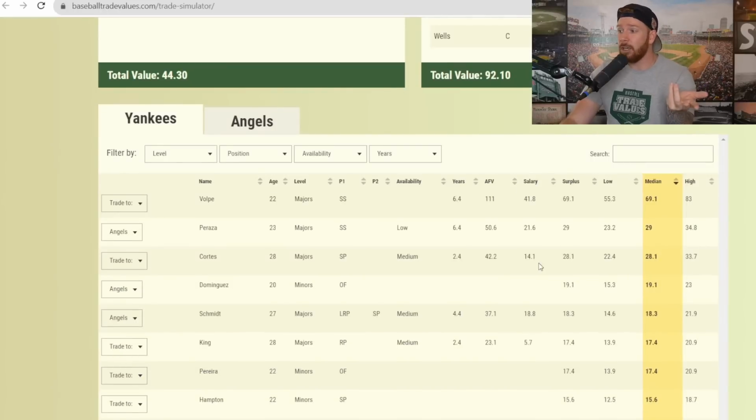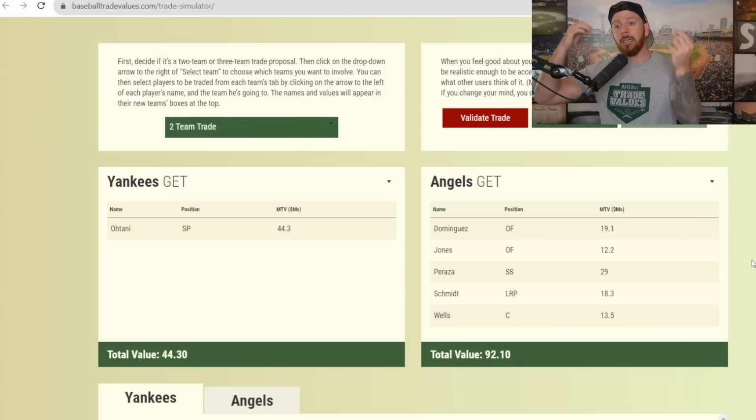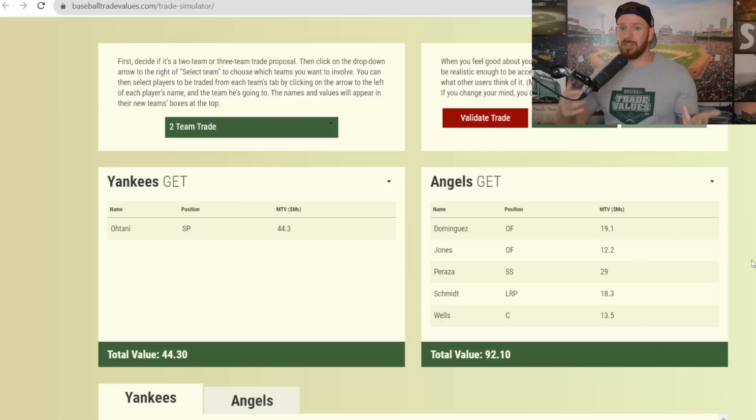This is a massive overpay. The big piece going back to the Angels would be Peraza, but you got to remember with Peraza, he has a lot of value still because he is a shortstop prospect. Remember what I said earlier? Shortstop prospects tend to get more value just because of the position that they play. That's a position that you could build around. So he is going to carry a lot of value here.